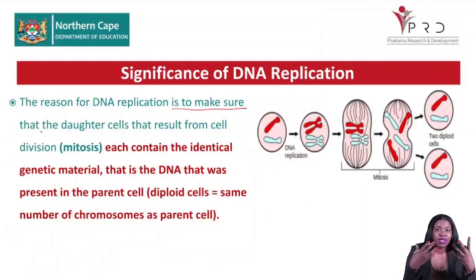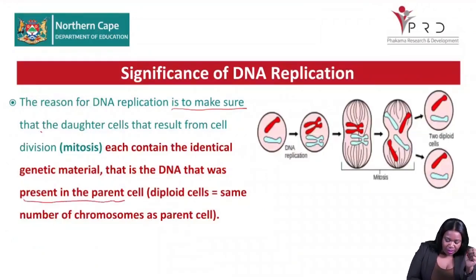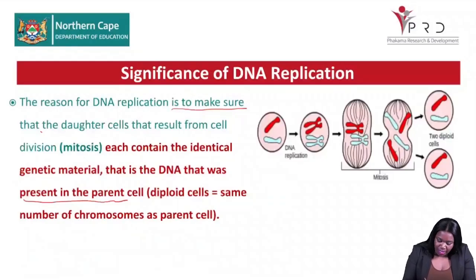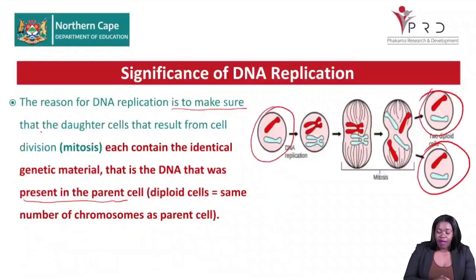So DNA replicates, the DNA doubles so that there can be enough genetic material to be shared amongst these two new cells, and for that genetic material to be exactly the same, for those two cells to be the same. Because remember, mitosis results in two cells that are identical to each other, right? So that is that the DNA that was present in the parent cell should also then be found in the new cell. As we can see here, we start off with this, right? And we are going to end up with two cells that have exactly that.